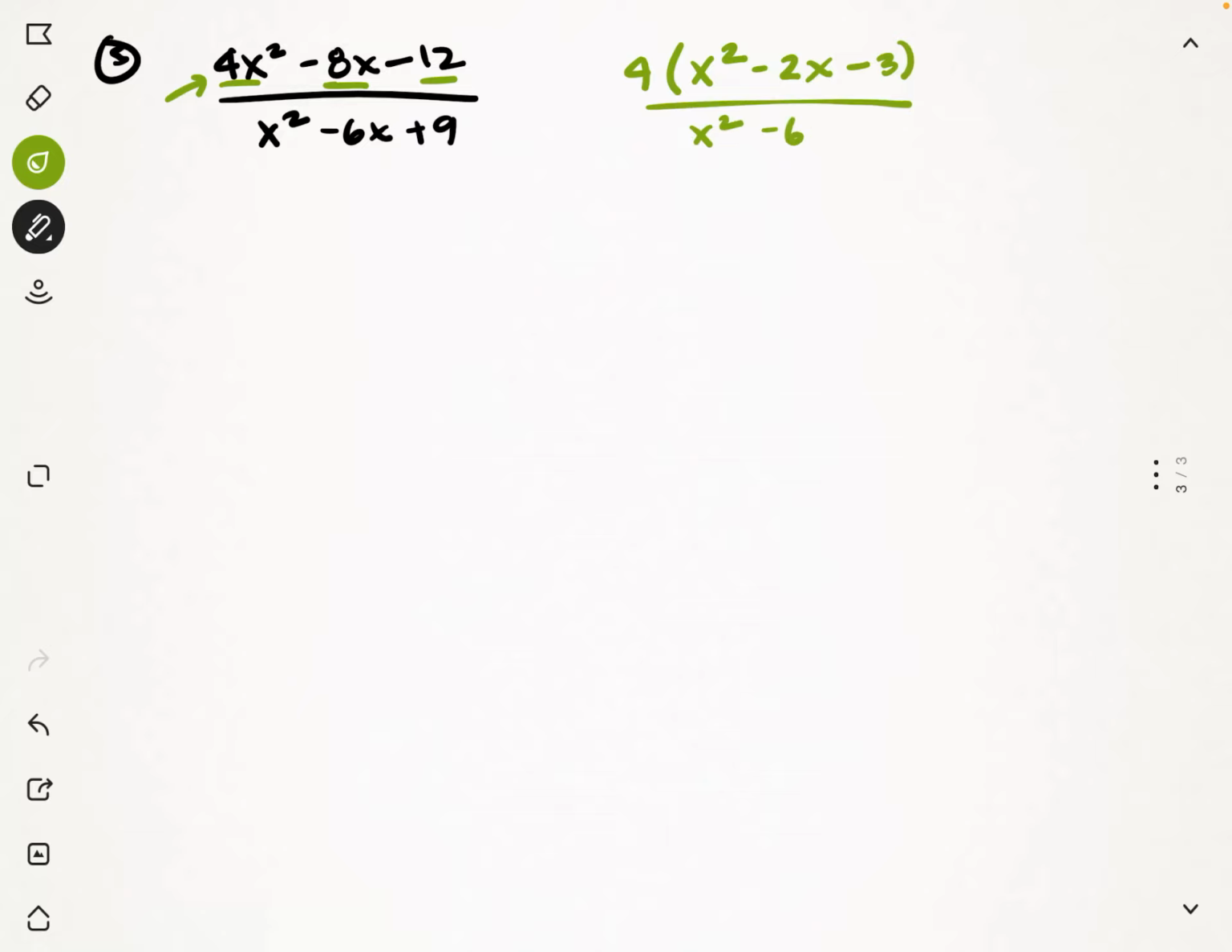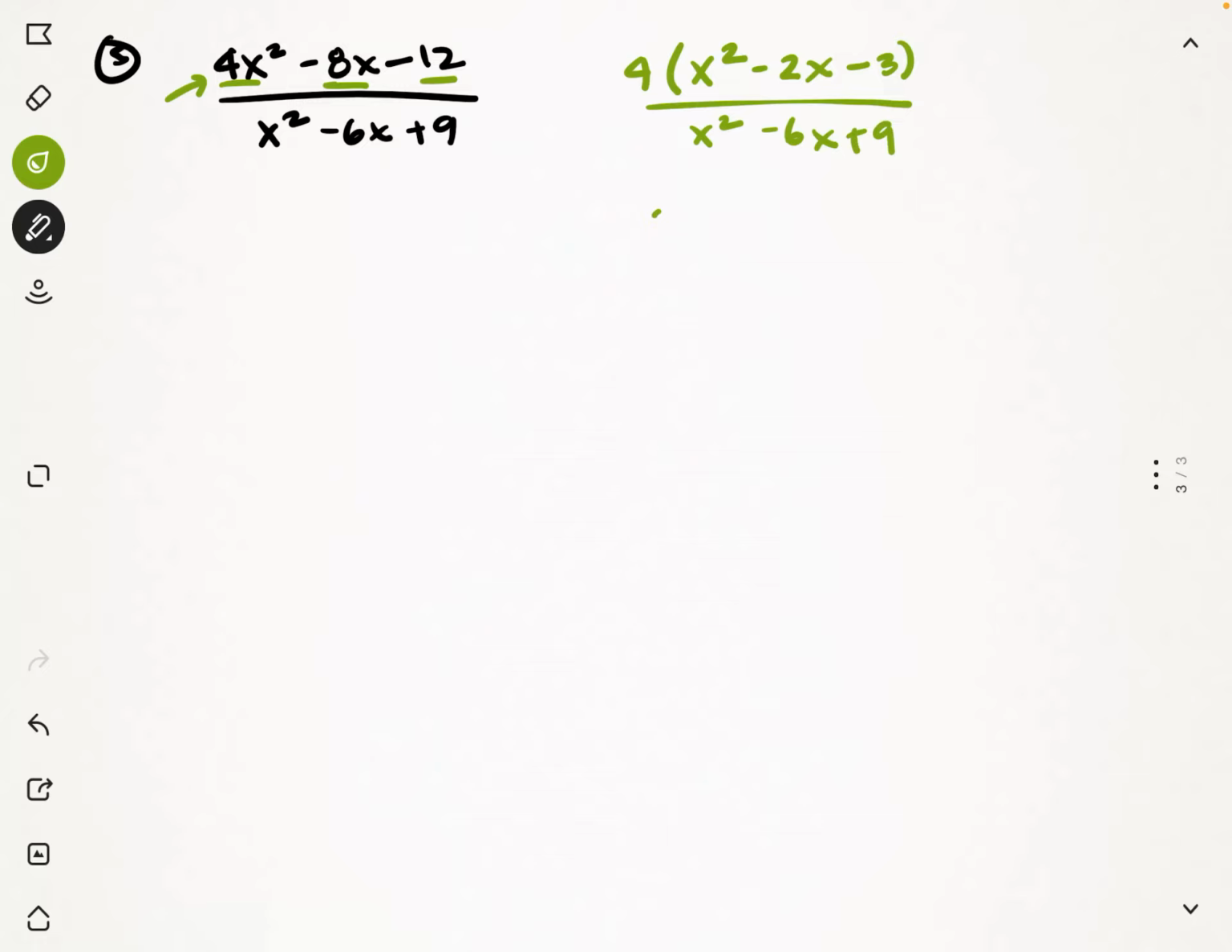So anytime you have a coefficient in front, try to do that. If it works, then it makes your life easier. If you skip over it and you just start factoring it, you'll probably come out to the wrong answer. So just be very aware of that. If you can factor out a number, factor it out.